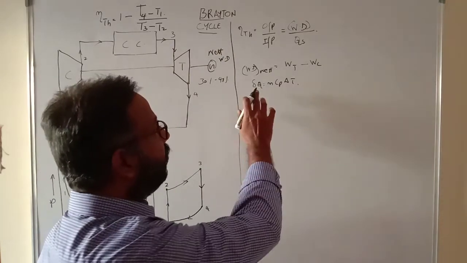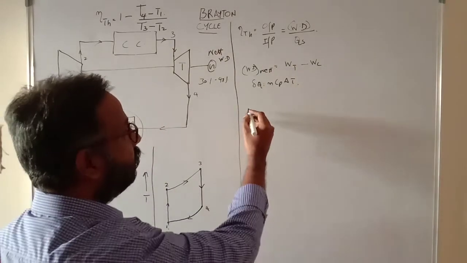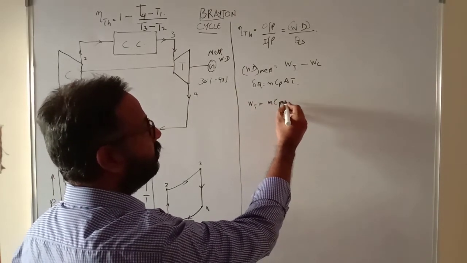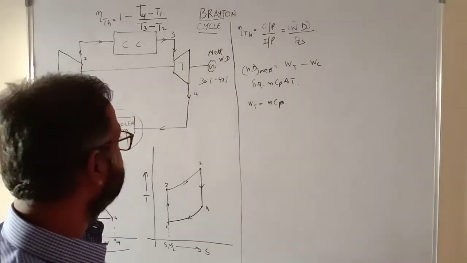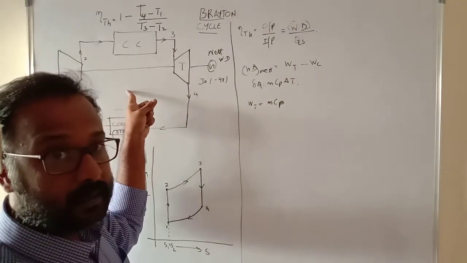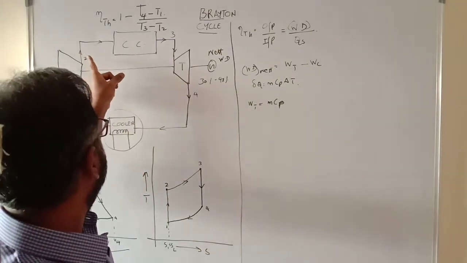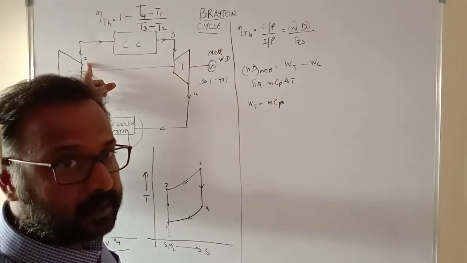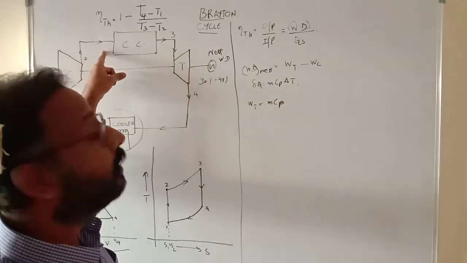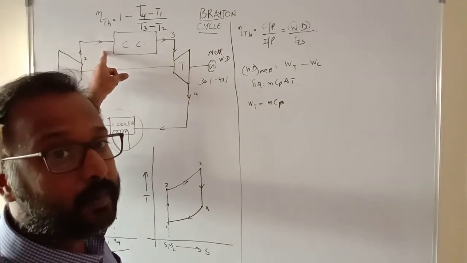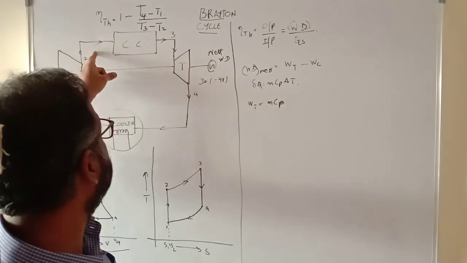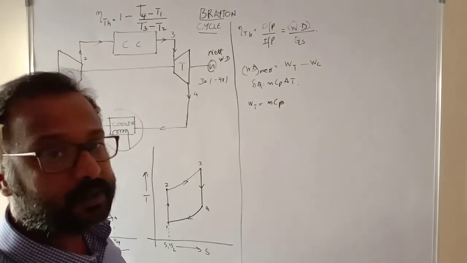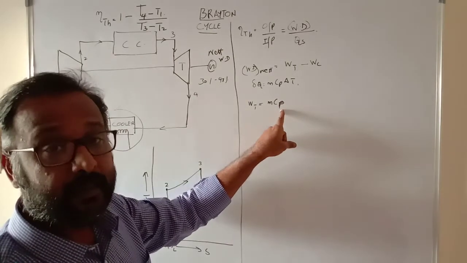Alright, so based on this formula, if you have to write what is the work done by the turbine, we can write it as MCP. Again, I want to tell you why we are using CP, specific heat at constant pressure. As I told before, the air that is being compressed comes out at very high constant pressure. The air that comes out of the compressor is at a very high pressure, but it remains at a constant pressure. That's why we are using MCP.